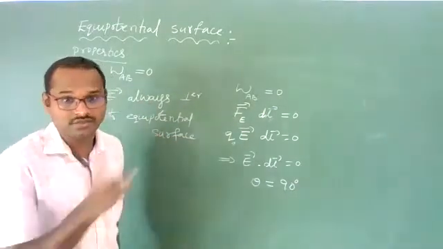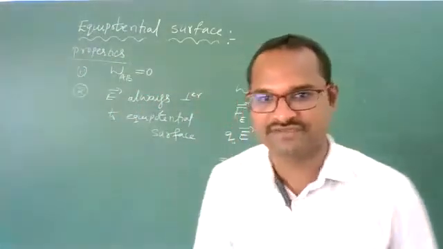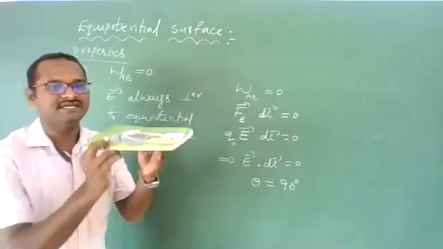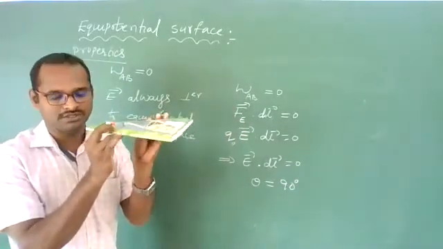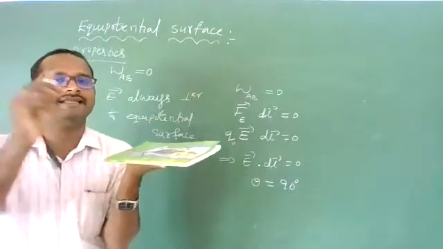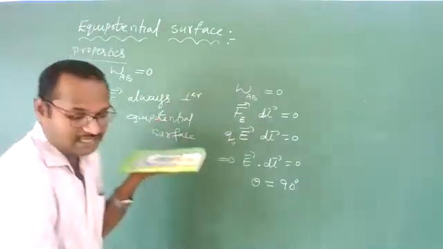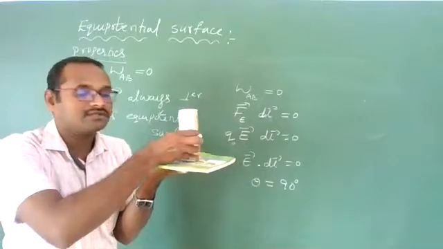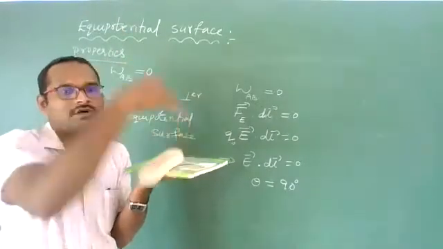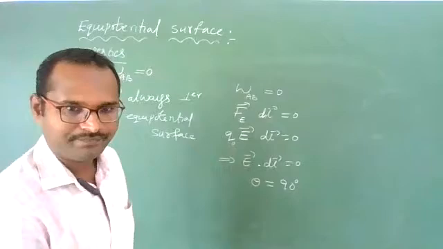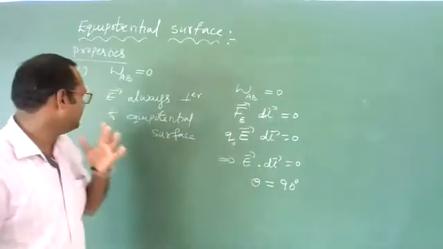Students, that's a very important point. This is the second property of an equipotential surface. If you consider one equipotential surface, this book, and you want to draw the electric field for it, how will you draw? From this property, it will always be perpendicular. Outward, outward, outward, in all directions, you draw normal. Clear? Yes.